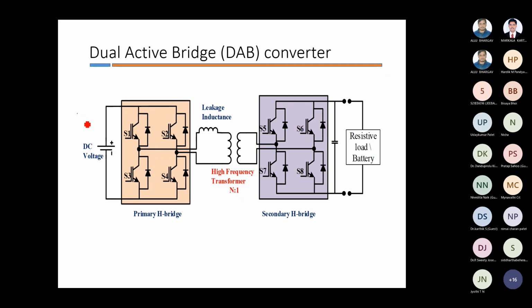This is the configuration of the dual active bridge converter. Here we can see a constant DC voltage source maintained after the rectifier, connected to the primary H bridge, and this is the secondary H bridge, and these two are interlinked by a high frequency transformer. This is the leakage inductance of the transformer, denoted by an inductor, and the output of the secondary H bridge will be connected to either a resistive load or a battery.